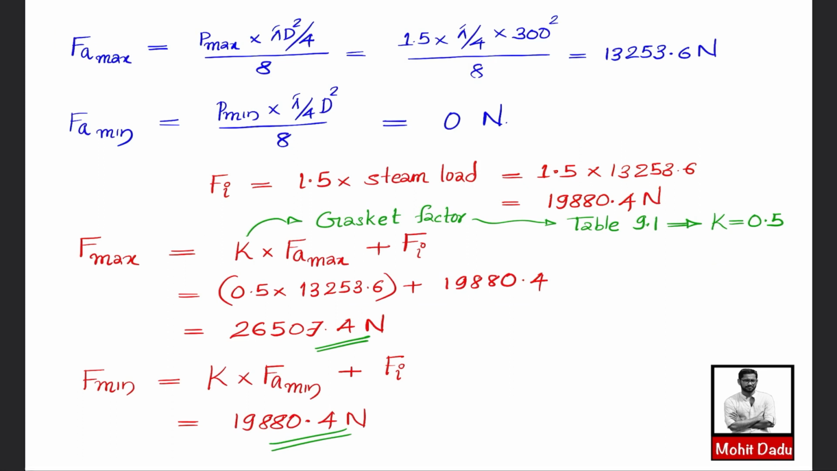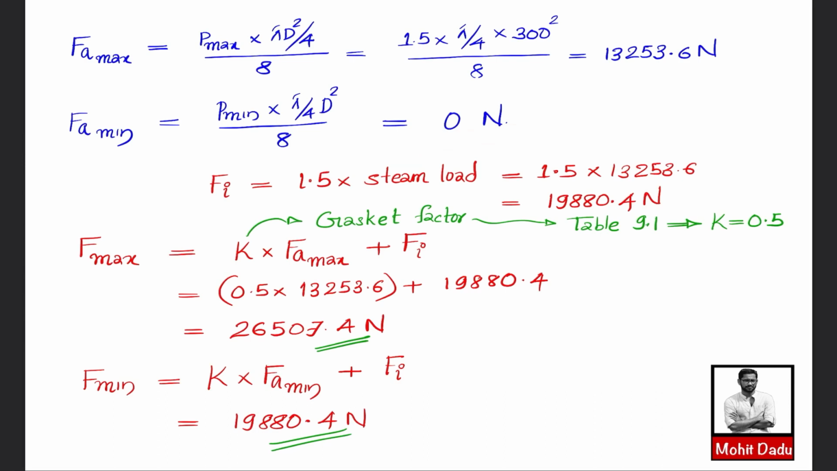So here we can calculate Fa max, that is the external load due to the internal pressure at each bolt location. Fa max occurs when the pressure is maximum, and the total external load is maximum pressure into pi D square by 4 divided by the number of bolts. It is 8 here. If you substitute, you will get 13,253.6 Newton. And Fa minimum is the minimum external load acting at the bolt and gasket location, and it happens when the pressure is minimum. Here it is mentioned that pressure varies from 0 to 1.5, so the minimum pressure will be equal to 0. Then you will get the minimum Fa value equal to 0.